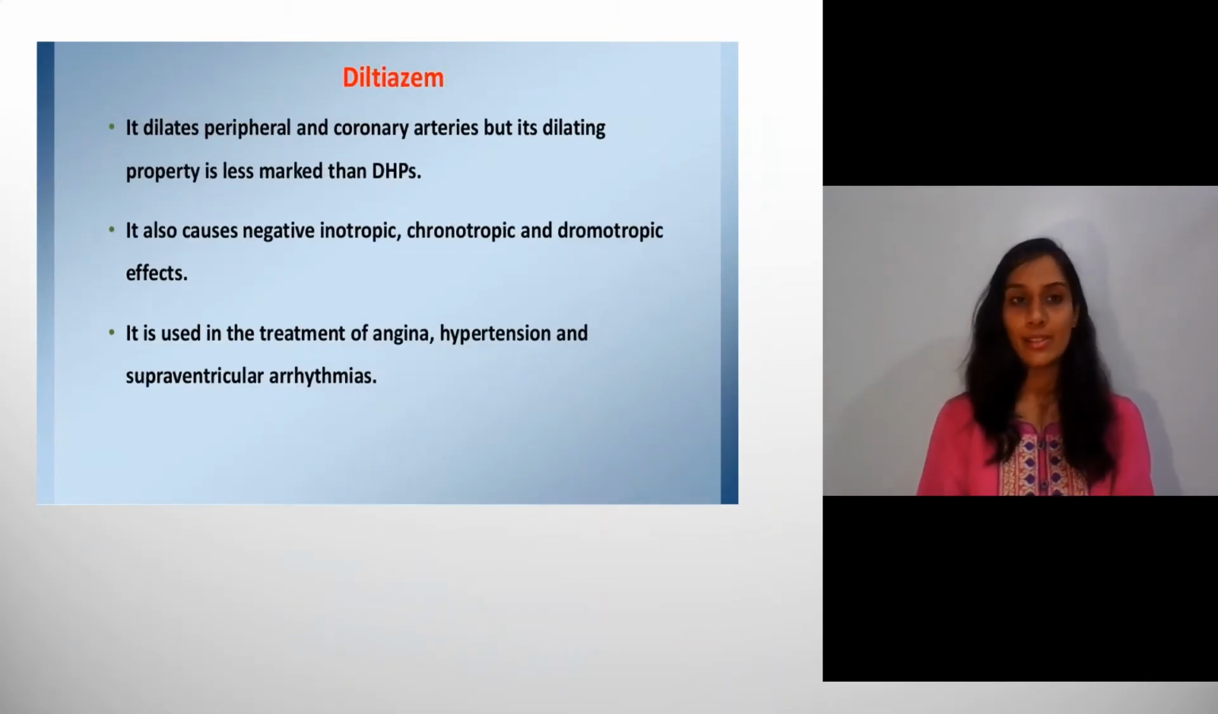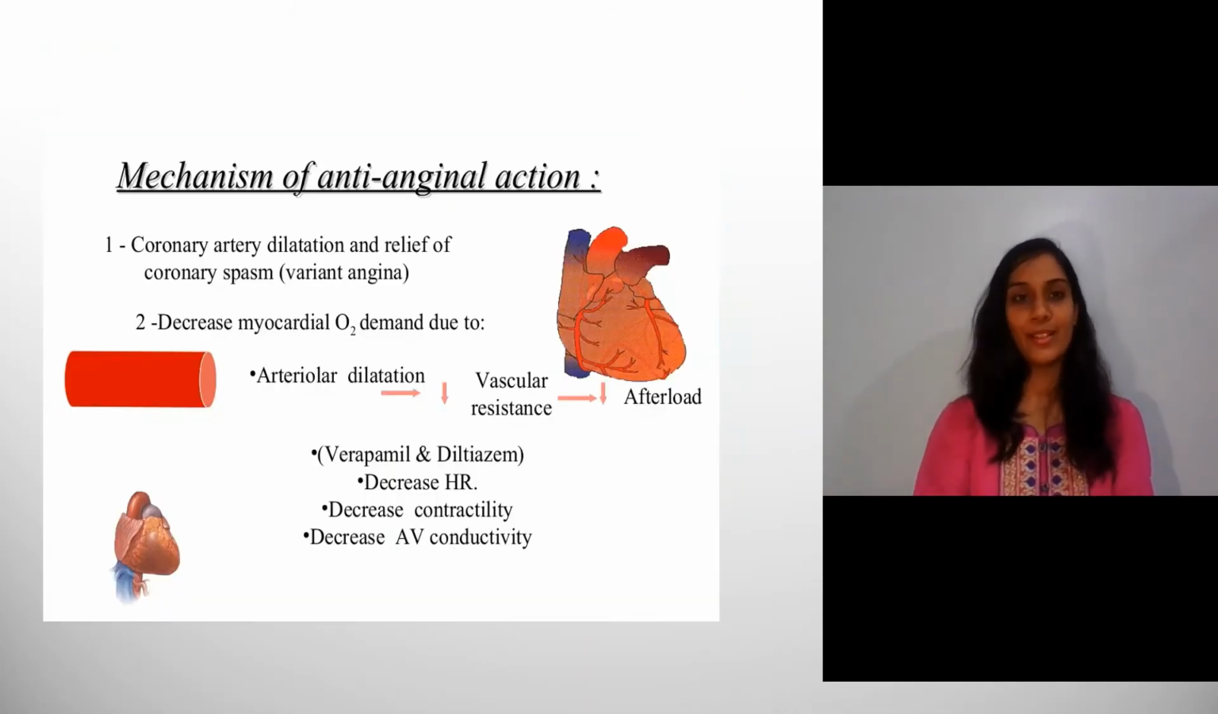The next is diltiazem. Diltiazem dilates peripheral and coronary arteries, right? It causes negative inotropic, chronotropic, and dromotropic effects. It is used in the treatment of angina, hypertension, and supraventricular arrhythmias.